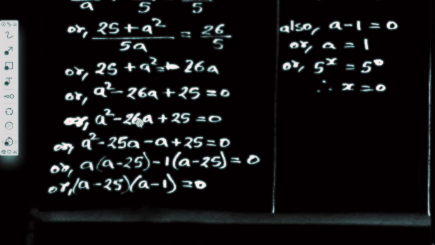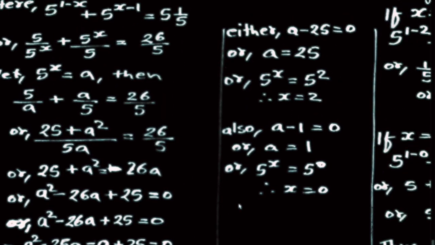Now 26a has been broken into two parts as 25a and a. Here a is common in these both, so a minus 25, and here minus 1 is common, a minus 25 equals 0. A minus 25 is similar, so it should be kept ahead, a minus 25 and next a minus 1 equals 0. In this way we got two factors of the expression a square minus 26a plus 25 equals 0, and our factors are a minus 25 and a minus 1 equals 0. From these two factors we can easily get the value of a, or value of x.